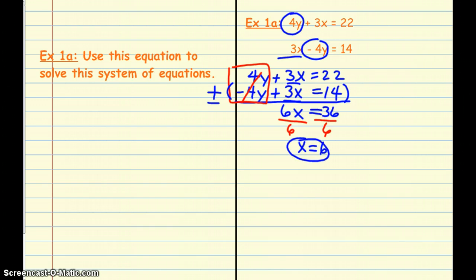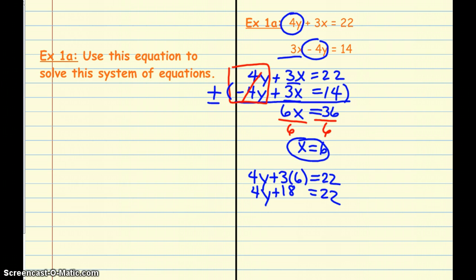Now we are not completely finished because not only do we need an x value, we need a y value. So as we said in the steps, once you find this first value, then you go to one of your two equations and put your 6 into one of those two equations where the x is, and then solve for y. I'm just going to pick that first equation, so I have 4y plus 3, and I'm going to take x out and put 6 in its place, equals 22. 3 times 6 is 18.